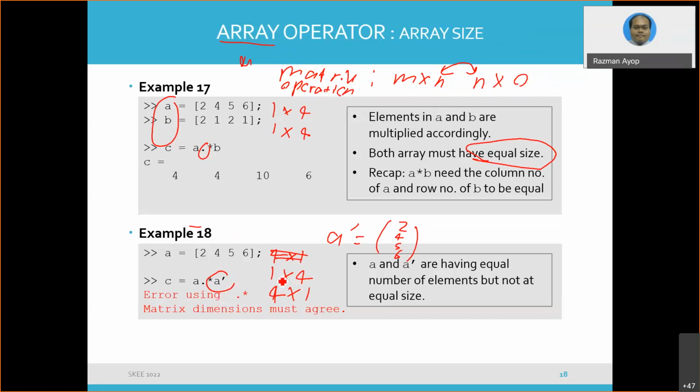Because of the different size, you cannot use array operation. For matrix operation, yes, you can operate easily. You can calculate this. But if you use array operation, you cannot get the answer, and you will get the error that matrix dimensions must agree, which means it's not an equal size.